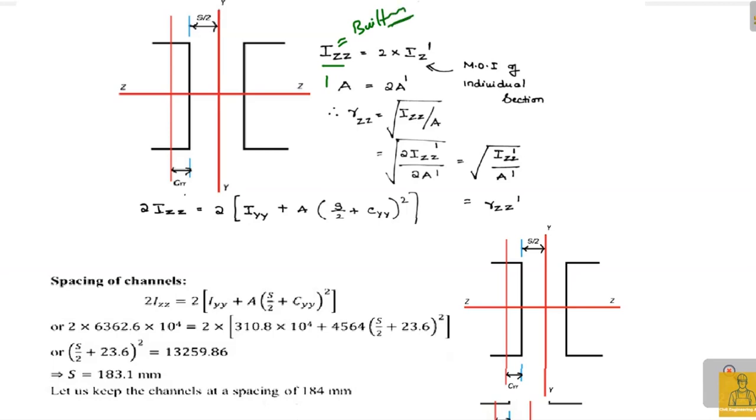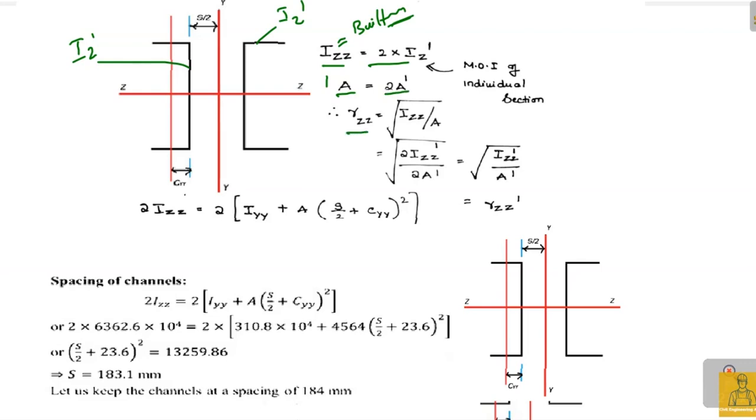So it is going to be 2 times the moment of inertia about ZZ of the individual sections, isn't it, right? So this section has IZ dash, and this section also has IZ dash. Combining, adding these two will give you the moment of inertia about the ZZ axis of the complete built-up section. So what is the area? The total area is going to be twice the area of the individual section.